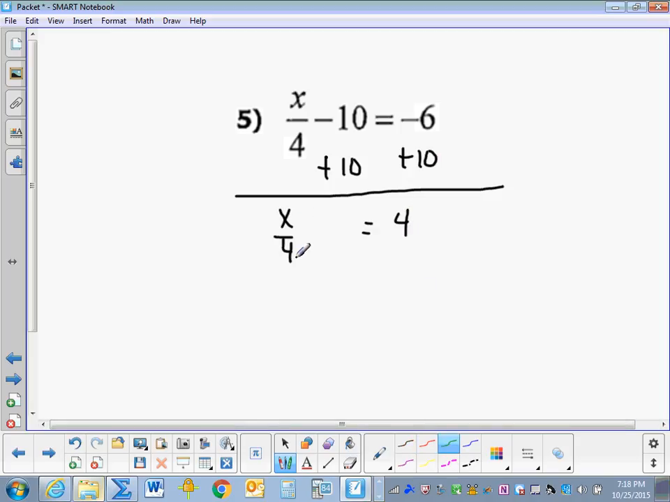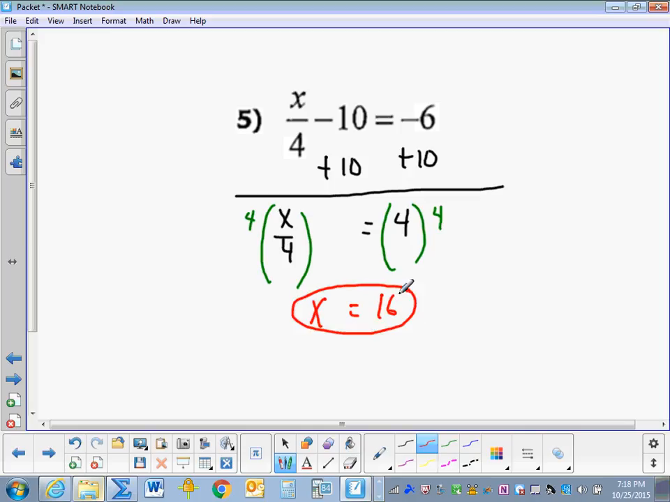We have x being divided by 4, so we're going to multiply by 4 on the left and on the right. 4x divided by 4 is x. 4 times 4 is 16. So x is equal to 16.